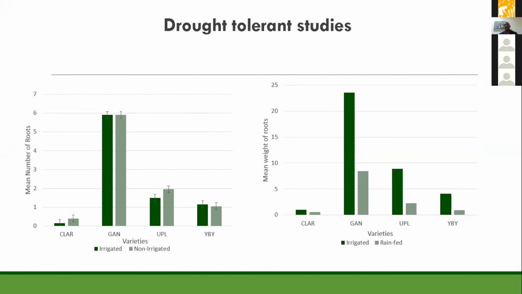Drought tolerance studies are being conducted. Last year, we did a drought tolerance study on the CARDI station, and clearly it showed that ganja and uplifter are two of the varieties that have drought tolerant tendencies.